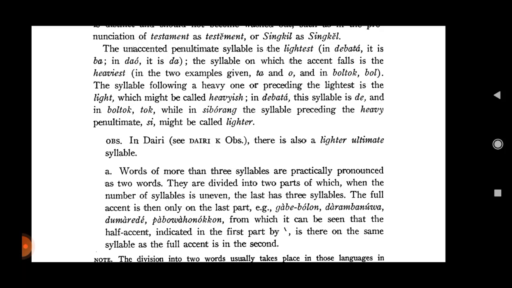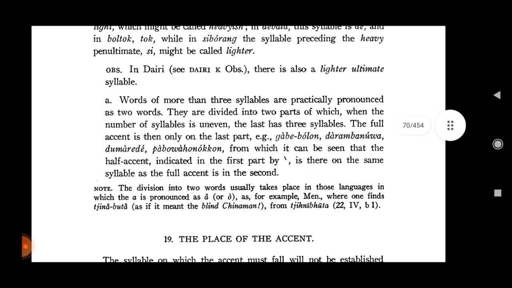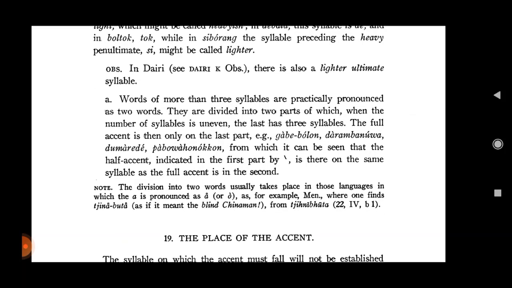Both are the heaviest in the examples given, ta and o, and in Batak bol, the syllable following a heavy one or preceding the lightest might be called heaviest. In Debata, the syllable is de, and in Batak tok, while in Siburan, the syllable preceding the heavy penultimate might be called lighter. There is also a lighter penultimate syllable.